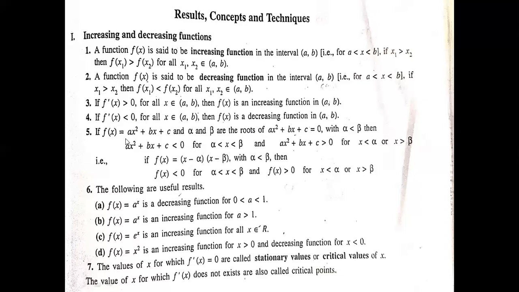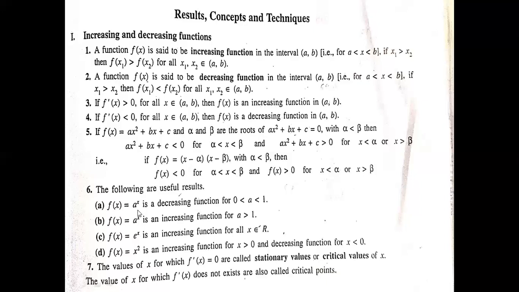If f of x is equal to ax square plus bx plus c, and alpha and beta are the roots of the equation ax square plus bx plus c is equal to 0 and alpha less than beta, then f of x is less than 0 for alpha less than x less than beta, and f of x greater than 0 for x less than alpha or x greater than beta. So once again, you observe these 4 points, very useful for you.